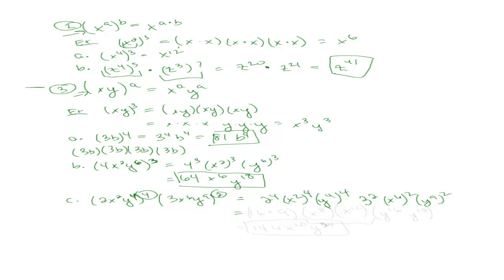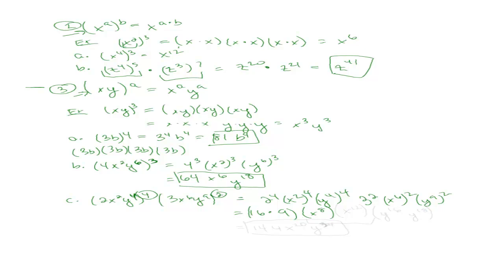Okay, now that I'm here, I can start grouping the numbers together, the variables together, the x's together, and the y's together. So 2 to the 4th will give me 16. 3 squared will give me 9. I can take care of that later. Then the x squared to the 4th. What's x squared to the 4th? X to the 8th. I use the second rule. It gives me x to the 8th.